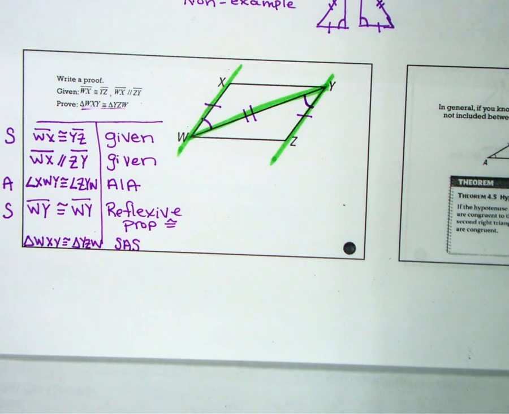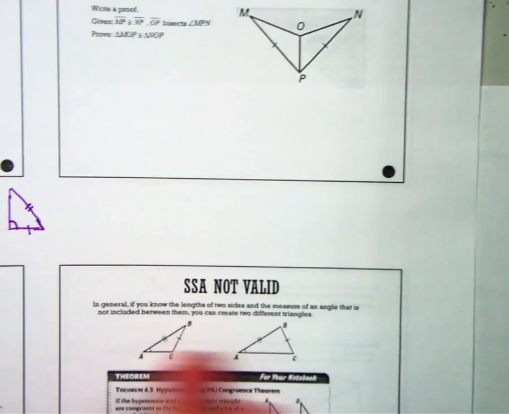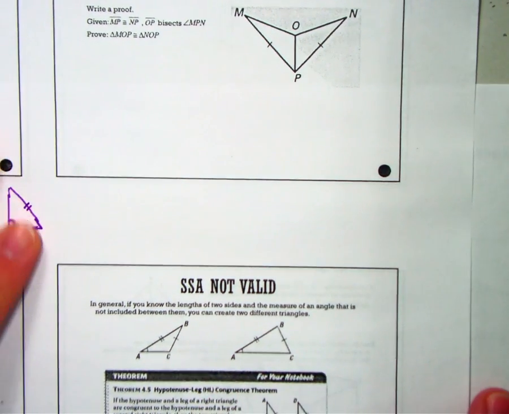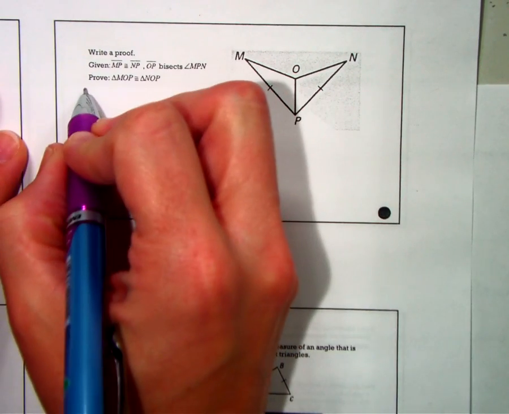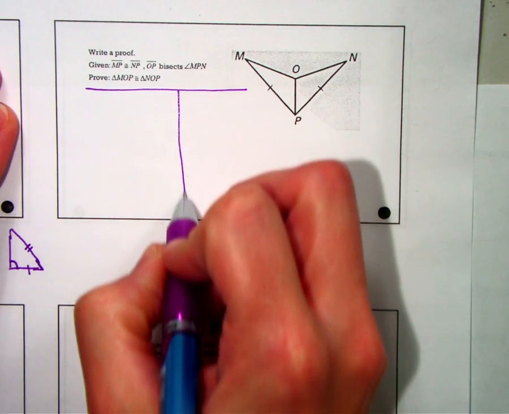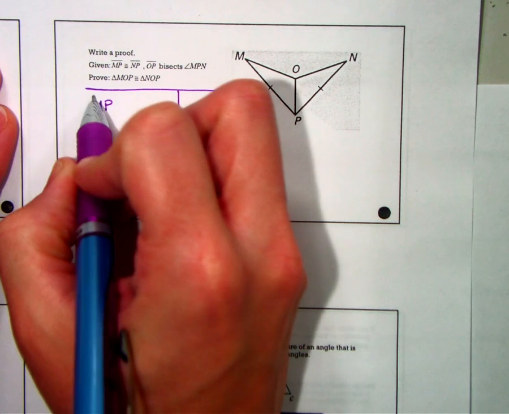Okay, so we saw parallel. Yesterday we saw bisector, I think. And then today we saw parallel. We're going to see bisector again. So I'm going to slide this over here. We're going to do another proof. And the only thing that's different for this one is that the given is different. Okay, so let's go ahead and get our chart set up here. Statements on the left, reasons on the right.